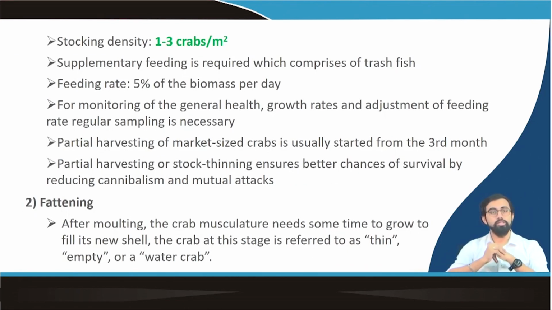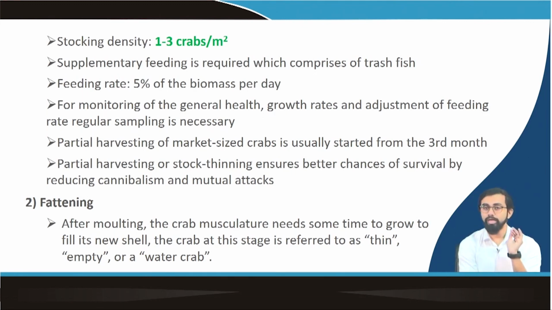In general, we provide a stocking density of 1 to 3 crabs per square meter. Supplementary feeding is required, which comprises mainly trash fish. Always remember, you have to provide at least 5 to 10% of the biomass as feed per day. What does that mean? Suppose you have around 100 kg of crabs in your pond. Every day you have to provide at least 5 kg of feed to your culture species. That is kind of mandatory.